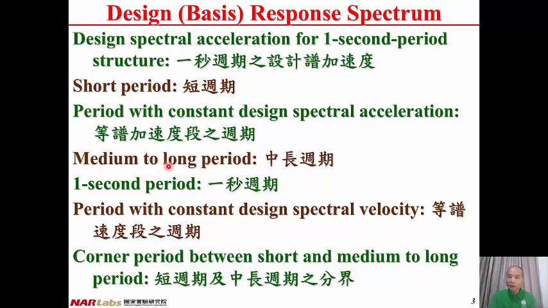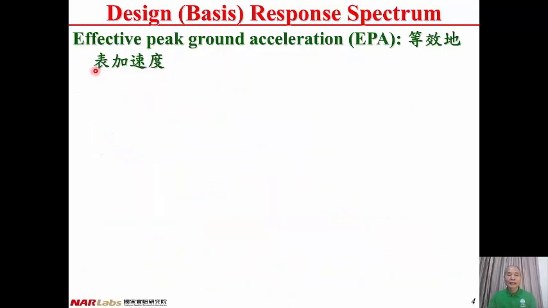And 1 second period is the representative for this range, for the range medium to long period. Another name for medium to long period is periods with constant design spectral velocity, 等谱速度段之周期. And the boundary between short period and medium to long period is called corner period between short and medium to long period, 短周期及中长周期之分界.